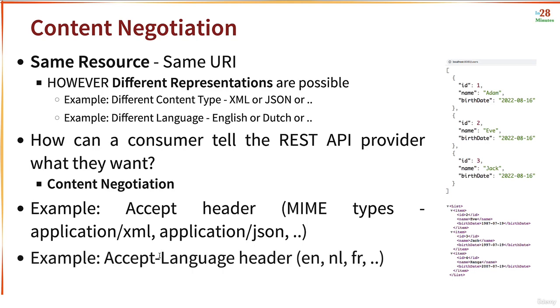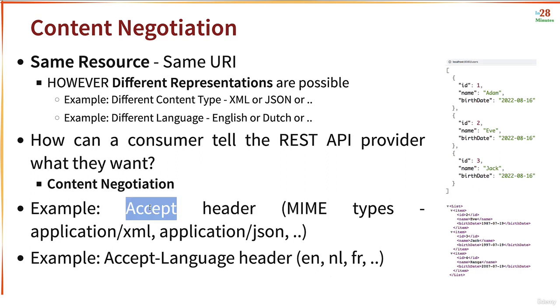Another example is to make use of the accept language header. As part of your request, in the headers, you can add a header called accept language. And you can tell, I would want English, or I would want Dutch, or I would want French. So basically, what we are talking about is the fact that for the same resource, you might have different representations. And in content negotiation, what happens is the consumer and the service provider negotiate with each other. The consumer tells the content provider what kind of representation they would want. I would want XML response or JSON response, or I would want the text back in Dutch language. And this is typically done using your request headers.